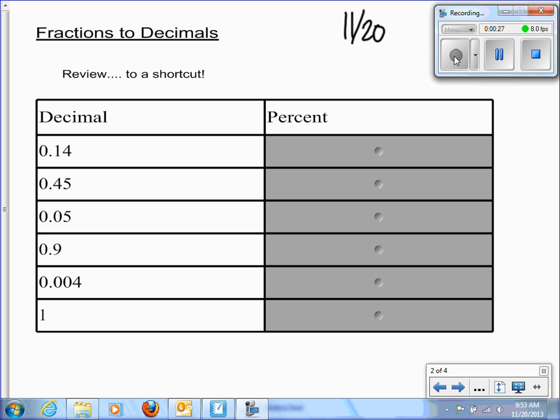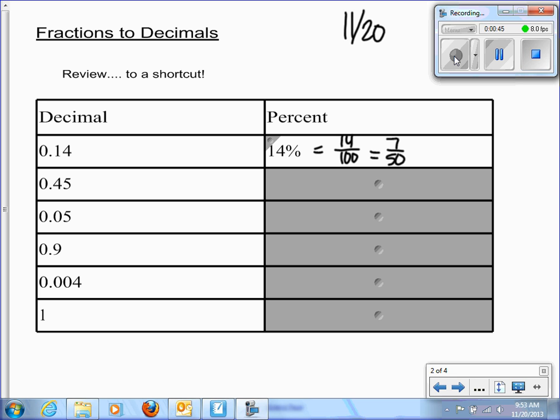0.14 is what percent, Isha? 14%. Okay, Isha, what is that as a fraction out of 100? 14 over 100, which reduces to 7/50. Good. I'm going to tie this all in at the end.